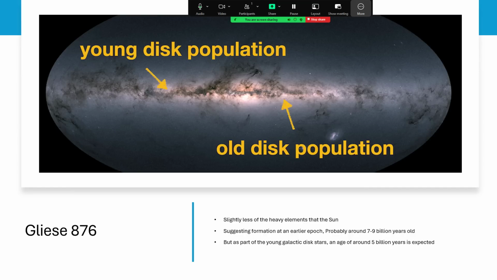And when we look at the Milky Way today, we see these two groups in different parts of the galactic disk. The older stars have migrated and appear to bulge out of the main plane, and the younger stars make up a thinner region directly in the plane. So that's really where the classification comes from. But Gliese 876 seems to be part of the younger galactic disk stars. And those mostly seem to be around 5 billion years in age. So there's something of a mismatch in the age expectations here.